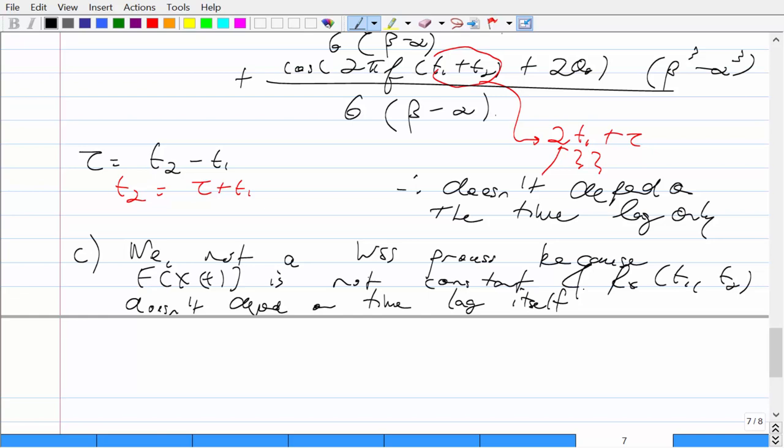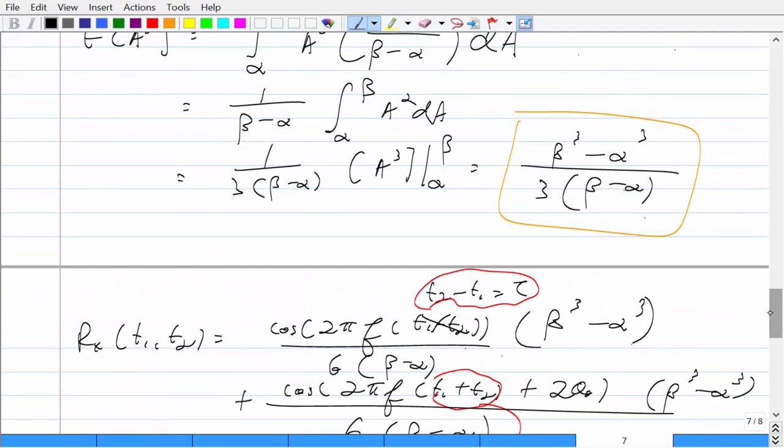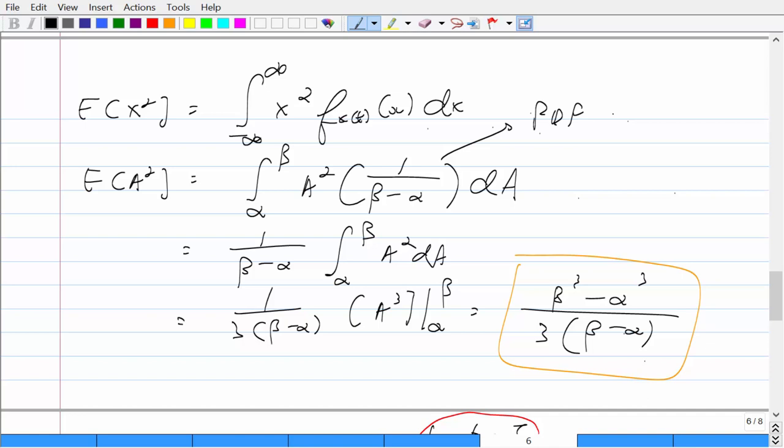Okay? Any questions here? Yes. Sure, what? For the expected value of a squared, where did you get 1 divided by beta? This is the PDF of the uniformly random variable. Oh, okay. Right, so this is the PDF of the uniform random variable, yeah.